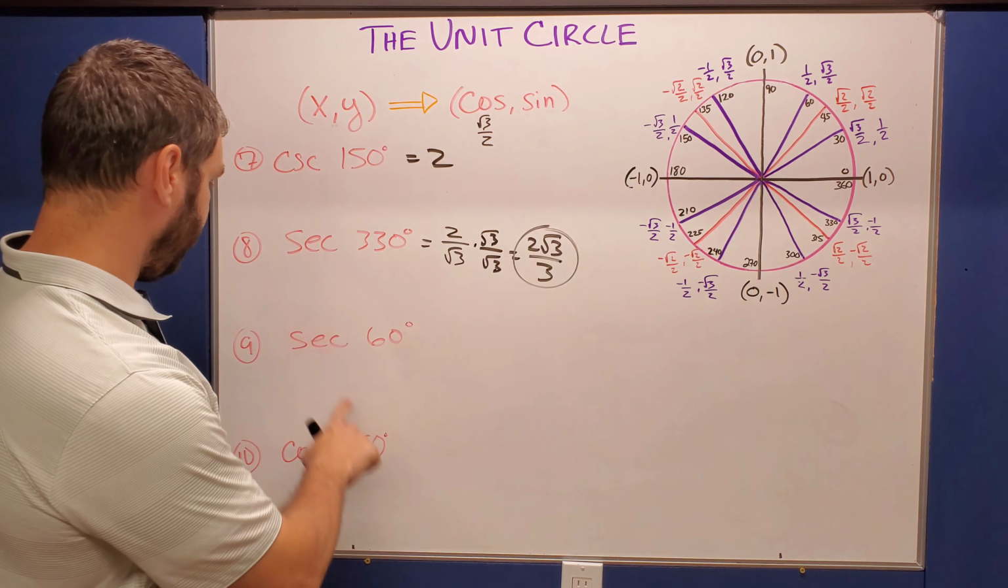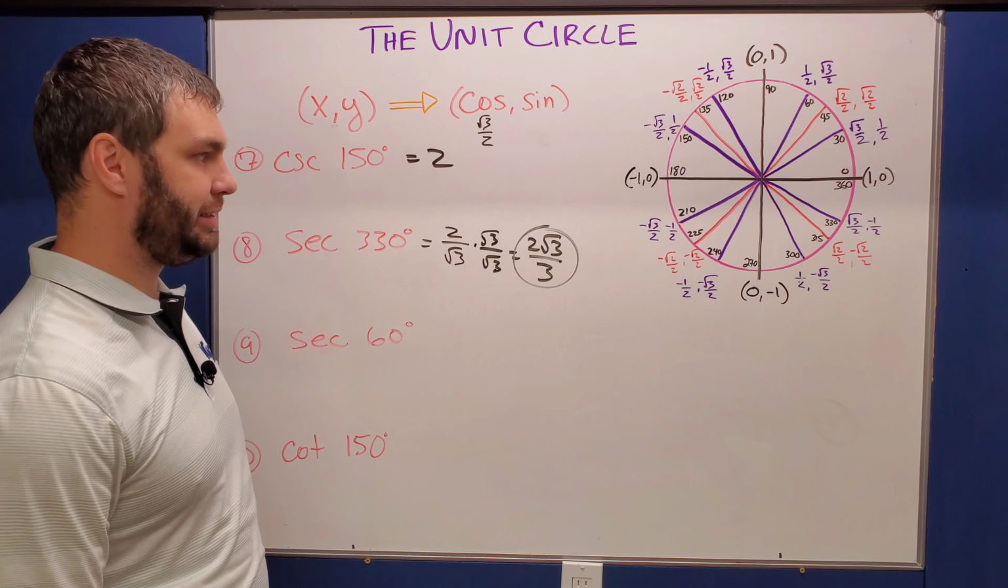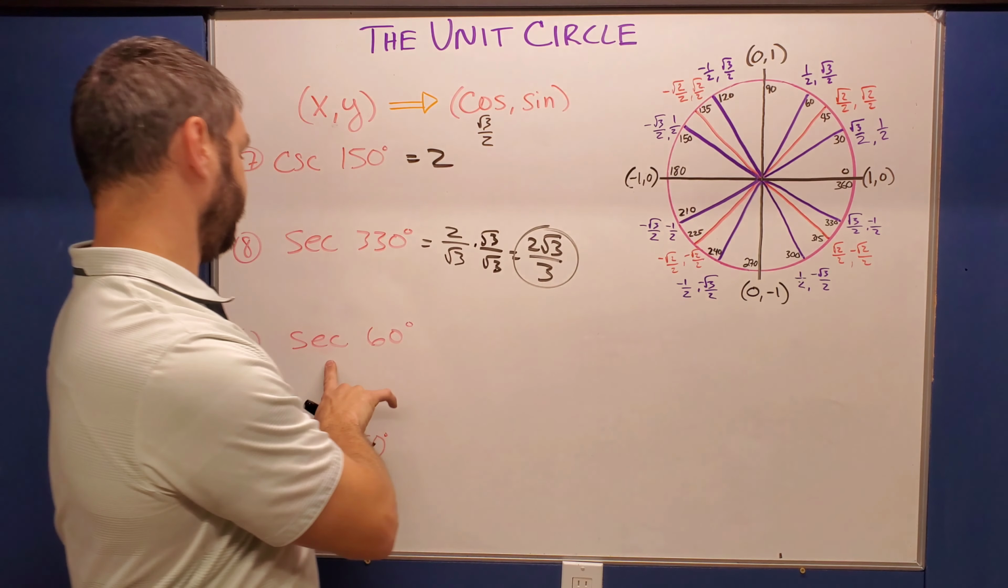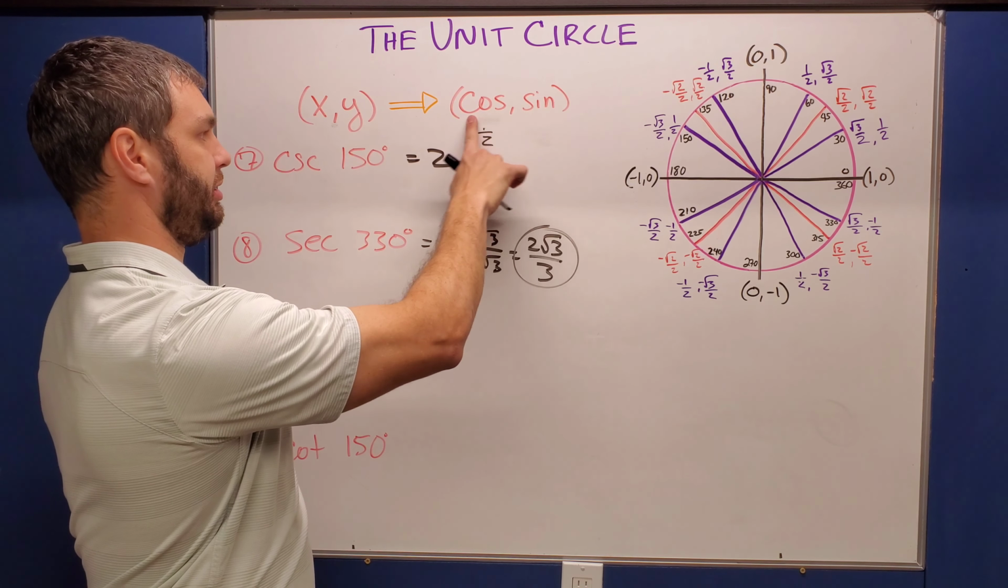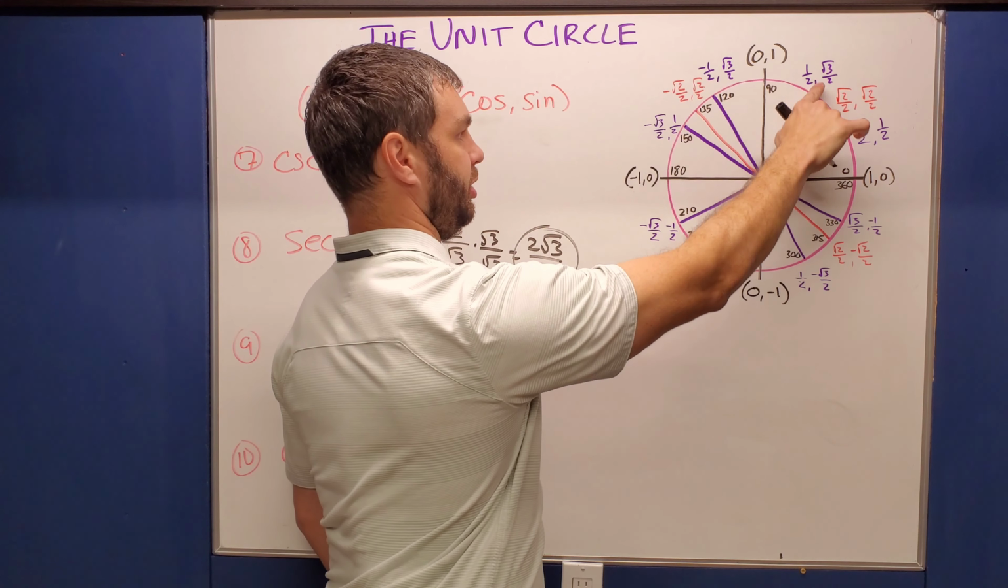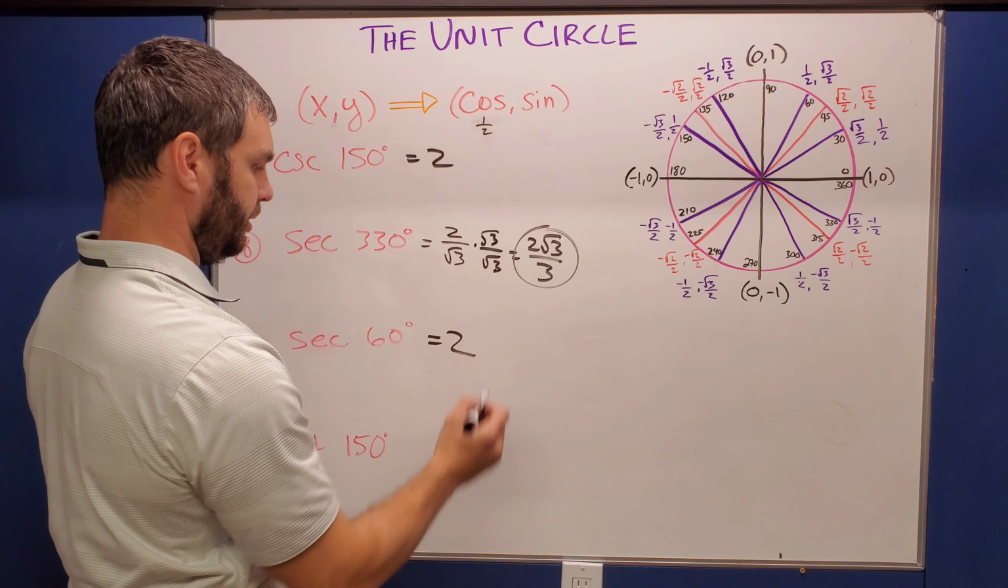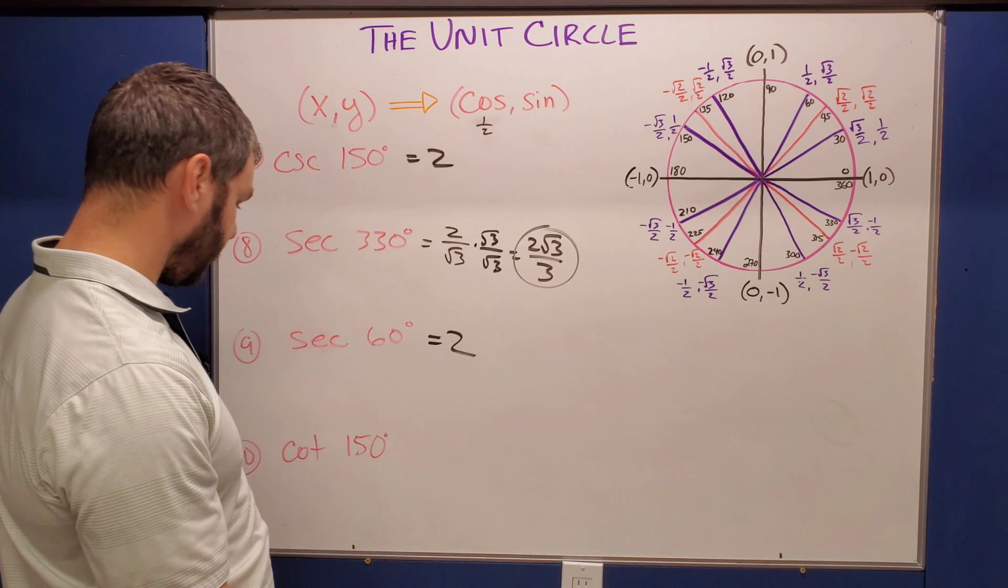All right. What about another secant one? This time secant of 60. 60 is up here. Again, secant goes hand in hand with cosine. So this time we have 1/2. So 1/2 again flips just to be 2 over 1, which is 2.